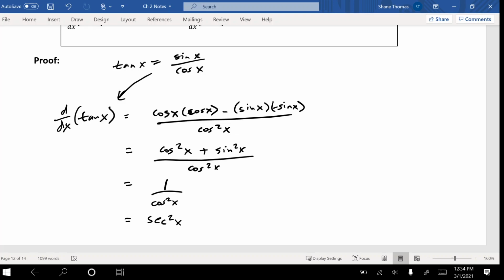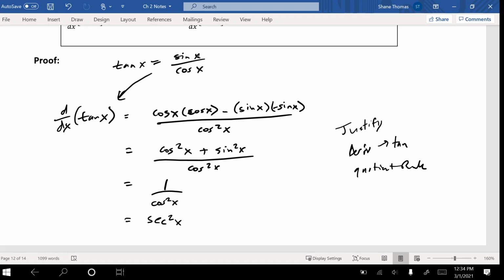So right there, what did this do? Well, first off, it justified the derivative of the tangent, and it also justified the quotient rule. All right, so we just justified two things with one proof. Questions? All right, we'll stop there.